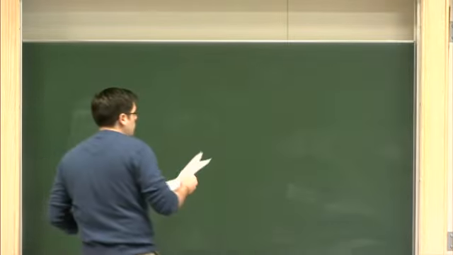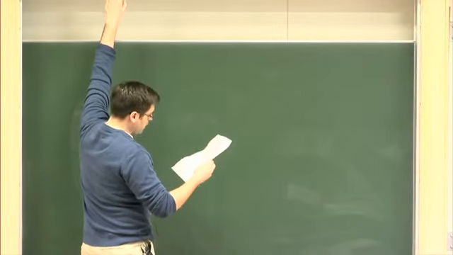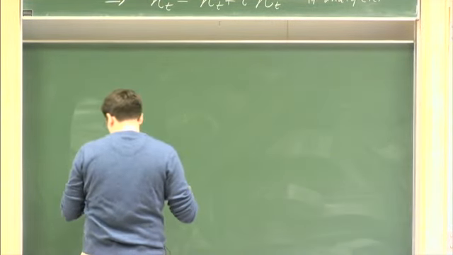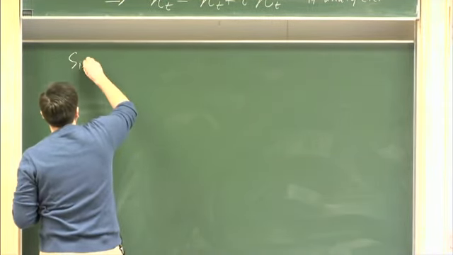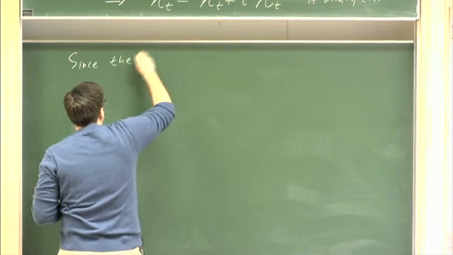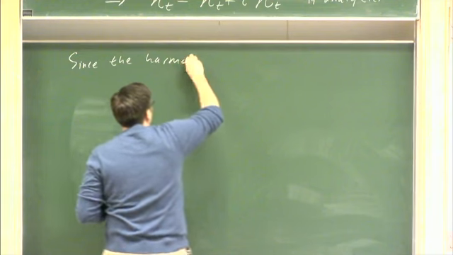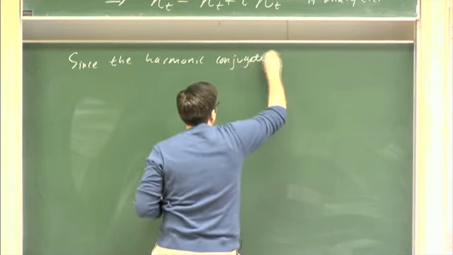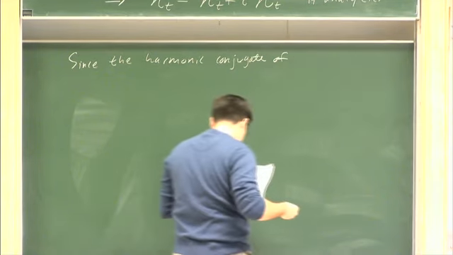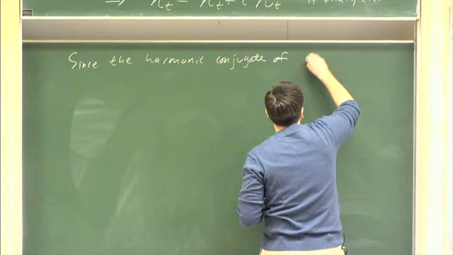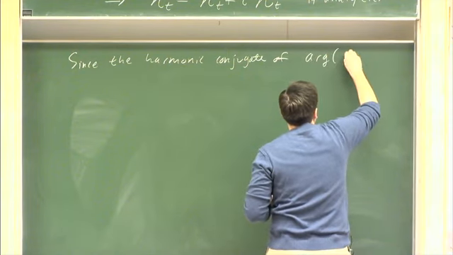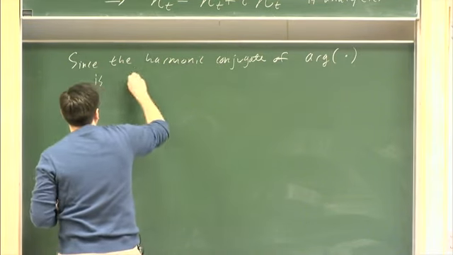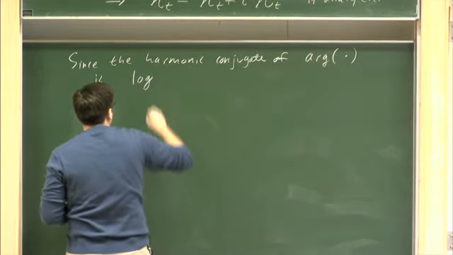Okay, so now let's just write out explicitly what this function H_t star is. So since the harmonic conjugate of the argument function is just the log function.